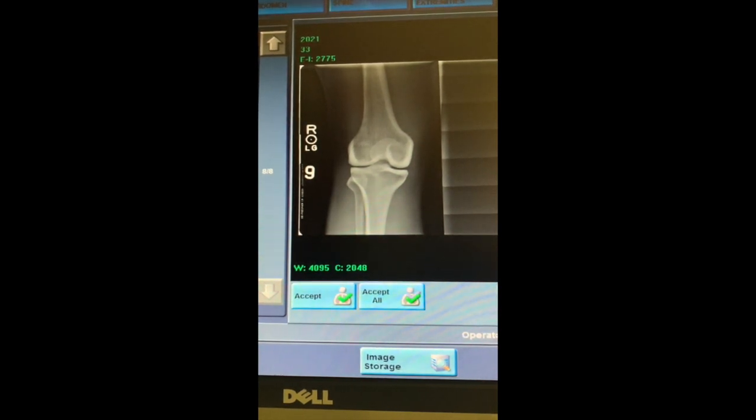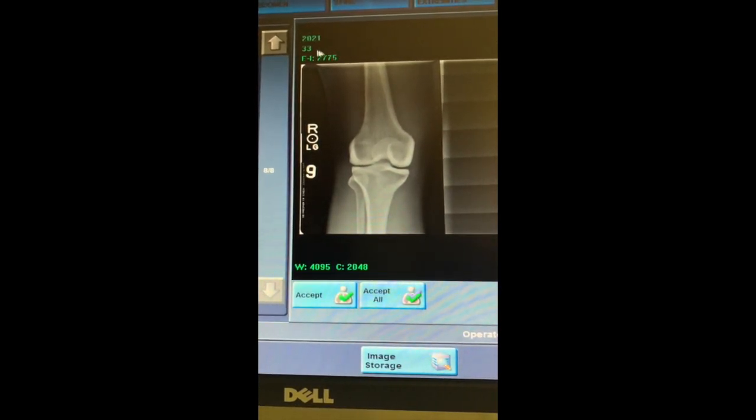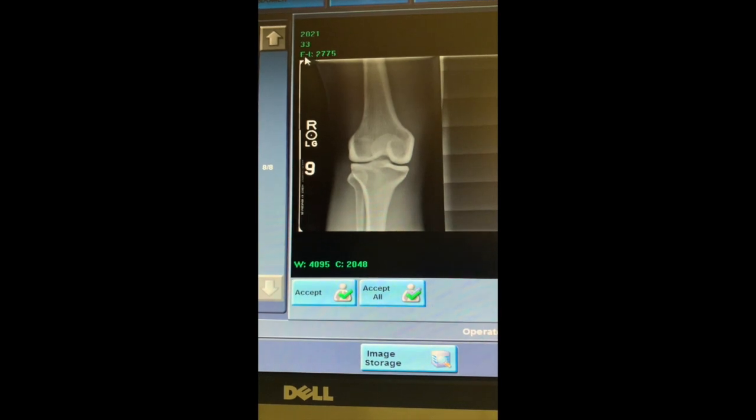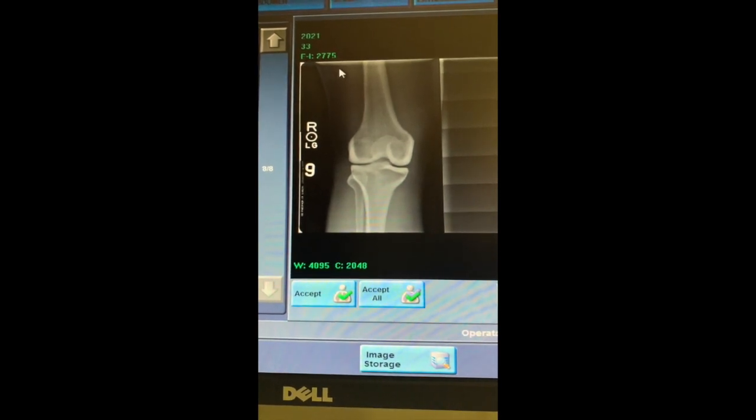But not now that we're looking at EI numbers, because those are what come back to bite us from the radiologist when he sees those numbers. All right, on to the next one.